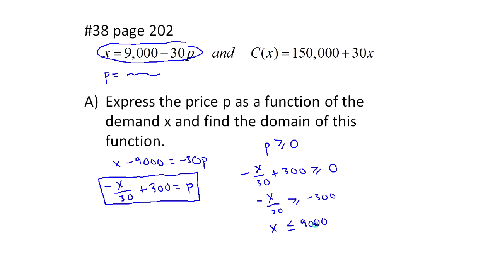Now, can x be anything below 9,000? Well, if x is negative 5, what does that mean? How do you manufacture negative 5 TVs? That doesn't make sense. So I'm going to add to this and say that x should also be bigger than or equal to 0. So the domain is what values of x make sense to plug in, and these are values of x that would make sense to plug in.